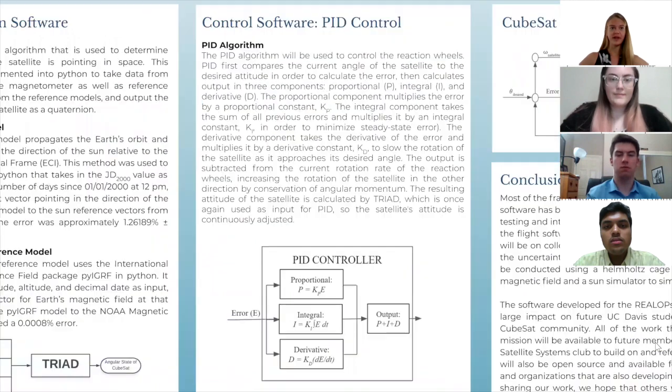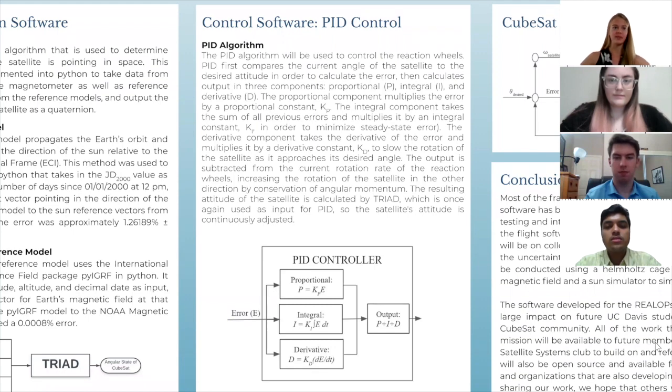So in order to control the reaction wheels, we'll be using the PID algorithm, which stands for proportional integral derivative. The PID algorithm uses a feedback loop to continuously adjust the satellite's rotation rate to minimize the error between the satellite's current and desired angle. First, the PID algorithm must calculate the error between the satellite's current angle, which is calculated by TRIAD, and the desired angle, which is pointing towards Earth.